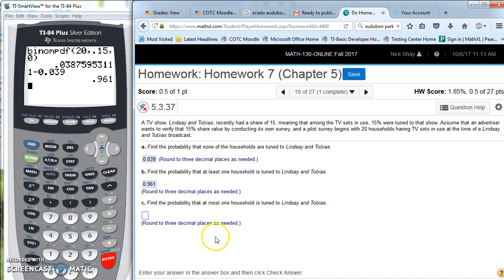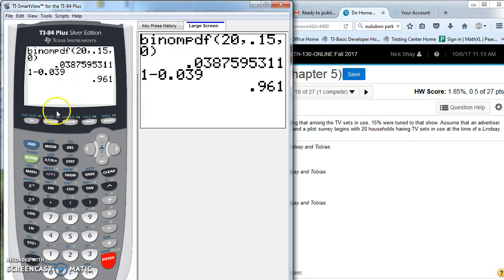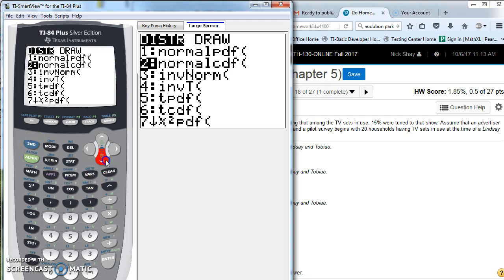Find the probability that at most one household is tuned into Lindsay and Tobias. What do we mean by at most one? Well, at most one would be the probability of 0 and the probability of 1, right? At most one would be 0 or 1. Notice we found the probability that none of the households was right here. We need to do another binomial PDF, and we need to find the probability that only one household was tuned in.